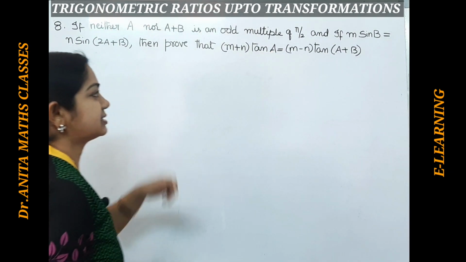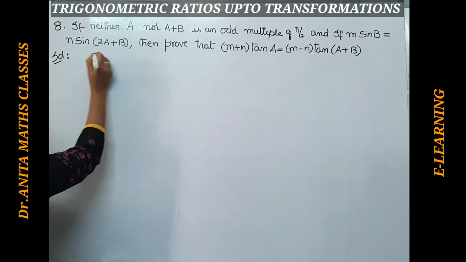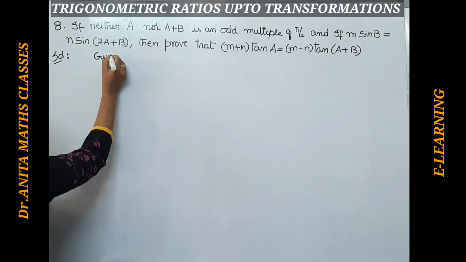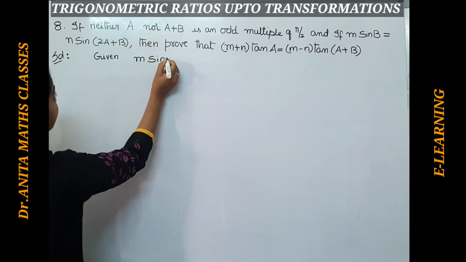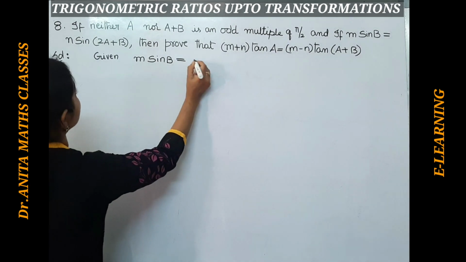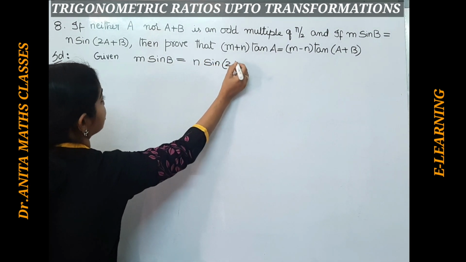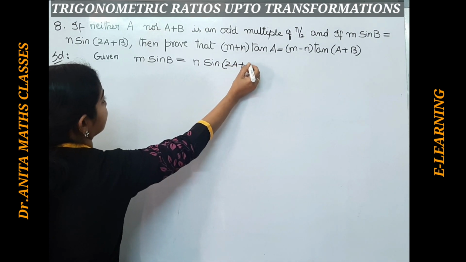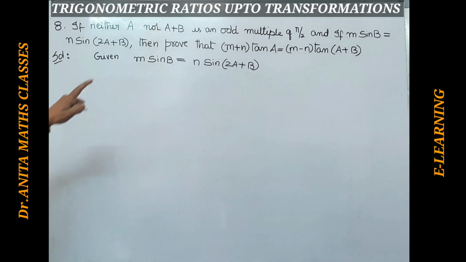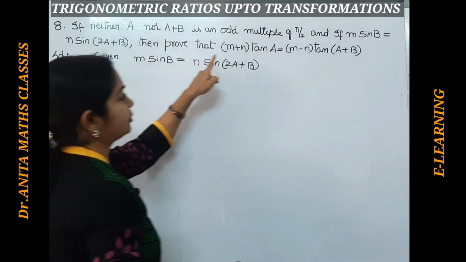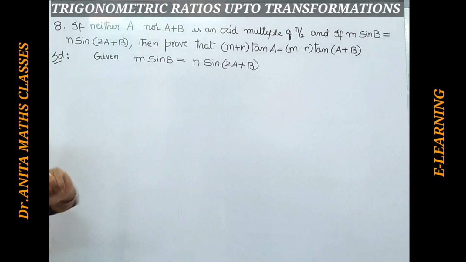Okay, let's get started with the given. Given m sin B equals n sin(2A plus B). If this is equal to this, then we have to prove that (m plus n) tan A equals (m minus n) tan(A plus B).